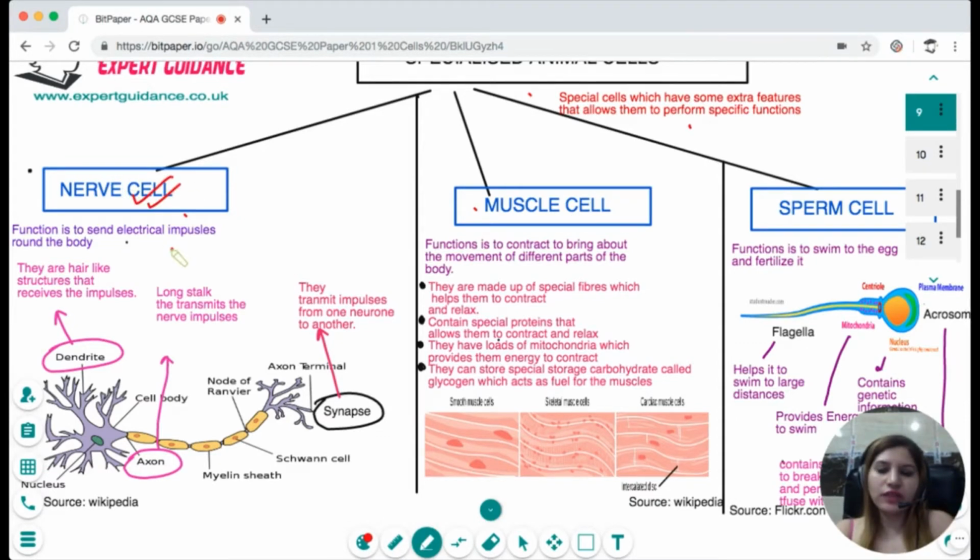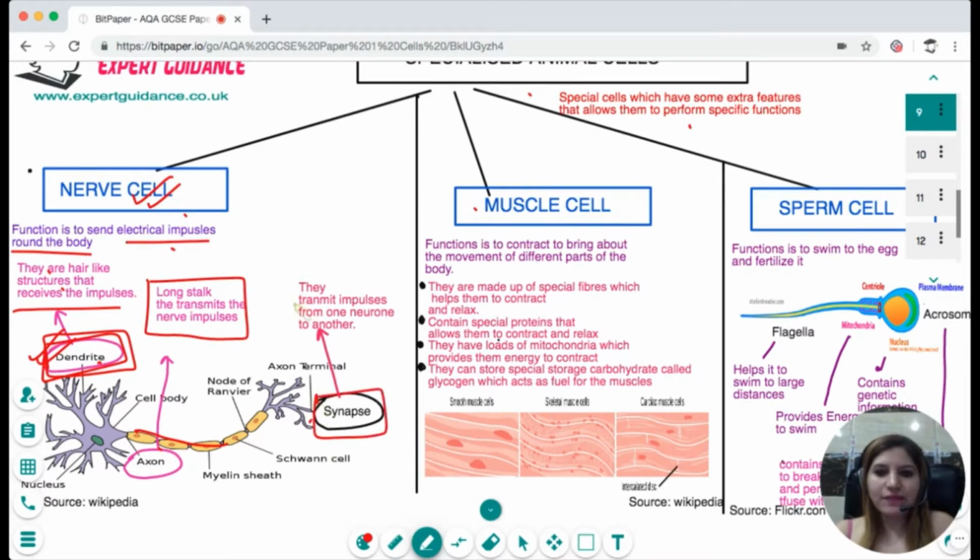So, for example, a nerve cell. What is the function of the nerve cell? To send electrical impulses around the body. Now, this is the structure of the nerve cell. The nerve cells have dendrites. What are dendrites? These dendrites are the hair-like structures that receive the impulses. Then it has a long stalk called the axon. This axon transmits the nerve impulses, and at the end you have the synapse. What is a synapse? It transmits the nerve impulses from one neuron to another. So the structure goes like this: it has a nucleus, hair-like structures, a long stalk, and at the end it has the synapse.